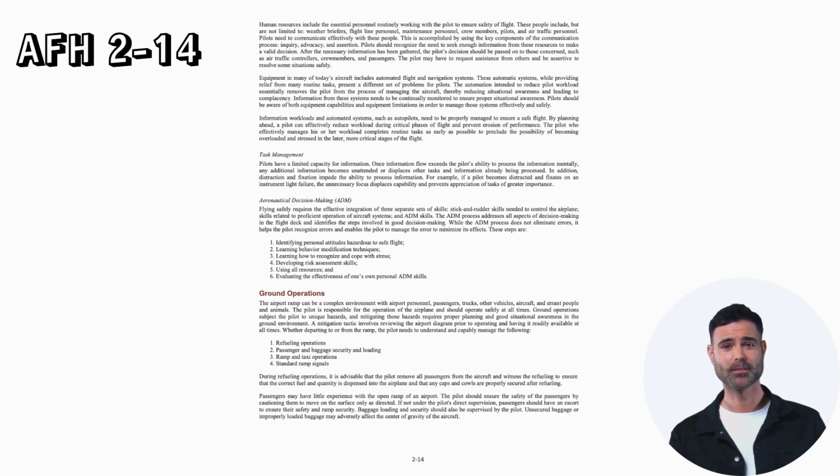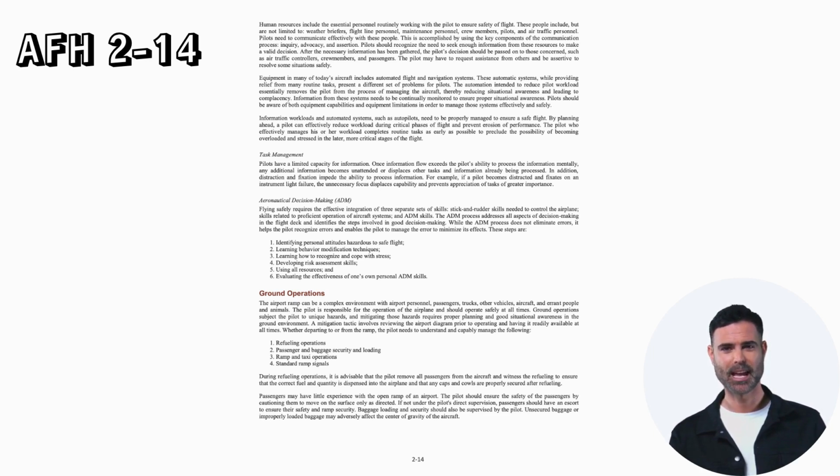Ground operations. The airport ramp can be a complex environment with airport personnel, passengers, trucks, other vehicles, aircraft, and errant people and animals. The pilot is responsible for the operation of the airplane and should operate safely at all times. Ground operations subject the pilot to unique hazards, and mitigating those hazards requires proper planning and good situational awareness in the ground environment.